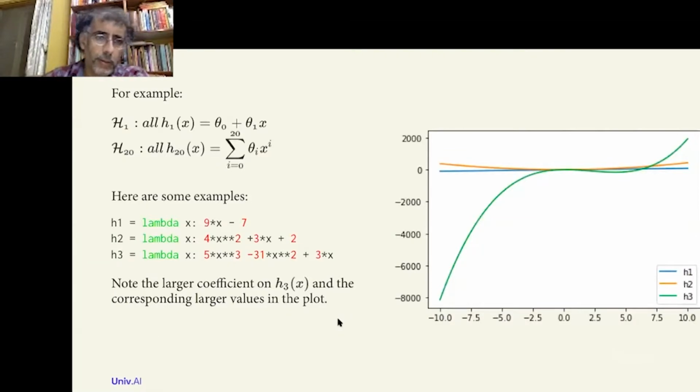Now, for example, the hypothesis space H1 is all H1 of x. Anything of the form theta 0 plus theta 1x is the hypothesis space H1. And H20, which is the other hypothesis space we're going to concentrate on today, for reasons that will become clear very soon, is the set of all 20th order polynomials, okay? And this is how you define these kinds of polynomials in Python. Here's a little example, and here's a little plot.